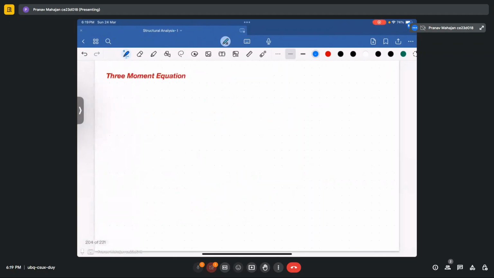So in this week, we have also covered the three moment equation. The three moment equation is generally used when you have a continuous beam along the length, and that is indeterminate. So to determine the value of moment at the different support points, you utilize the concept of three moment equation.